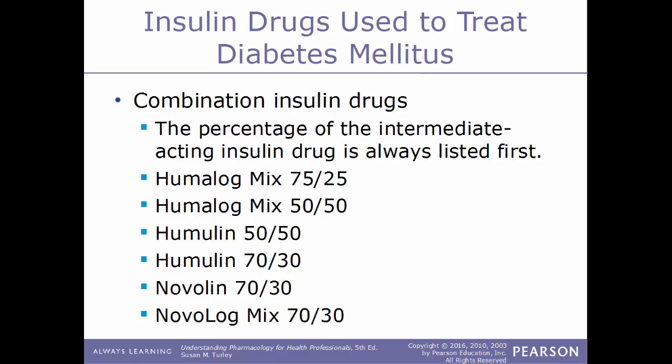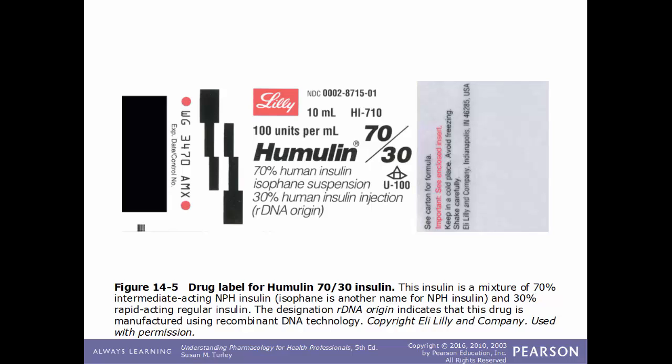You also have other examples listed here: Humalog mix 50/50, Humulin 50/50, Humulin 70/30, Novolin 70/30, and Novolog mix 70/30. Alright, in this image we have an example of a packaging for Humulin, a combination drug. This would be Humulin 70/30. So this mixture would be 70% intermediate-acting insulin, and then 30% would be the fast-acting regular insulin.